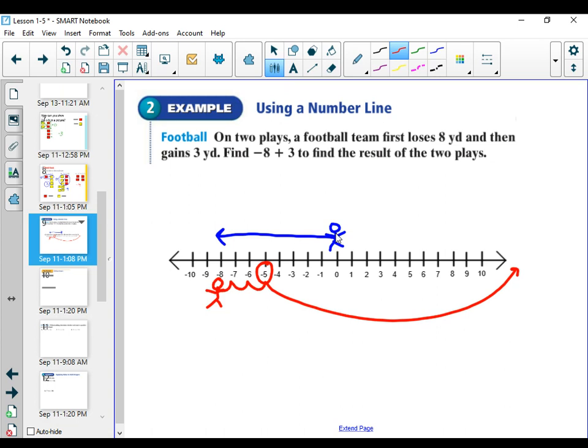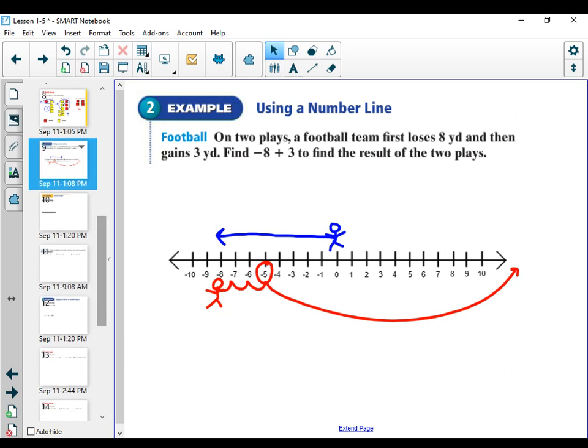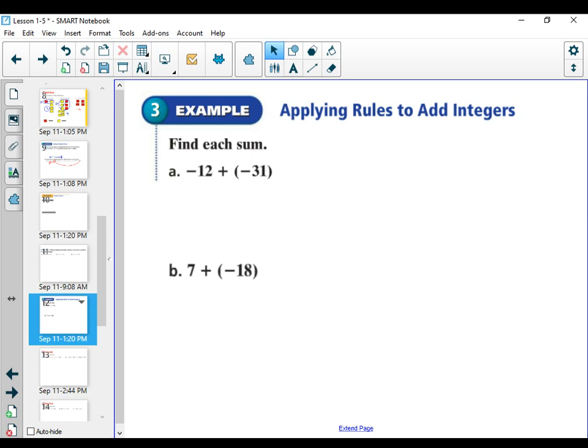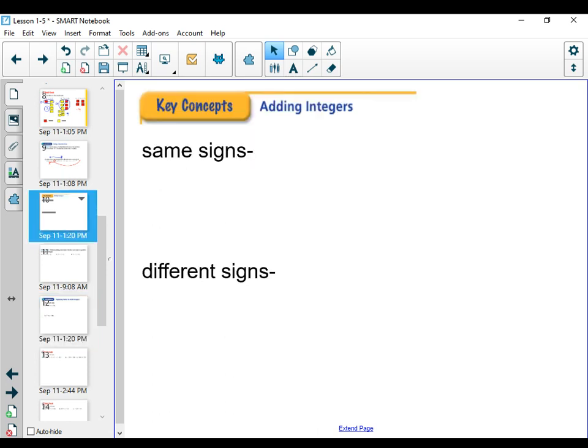Now, there's going to be times where this is not our best strategy, especially if we get into bigger numbers like -12 plus -31. I do not want to be drawing 12 negative boxes and 31 negative boxes. So there are some rules we can use instead that can help us.